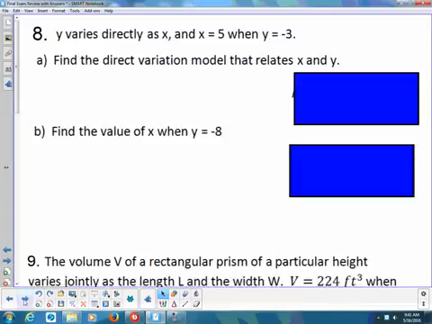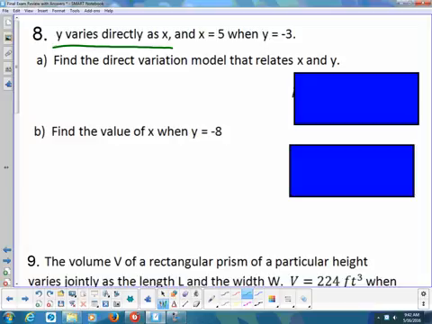Okay, let's take a look at number 8. Now we're stepping into chapter 5, so this is variation problems. We're in section 5.1. So for number 8, it says y varies directly as x, x equals 5 and y equals -3. As soon as you see that y varies directly as x, what should we be writing down as soon as we see that? Michael.